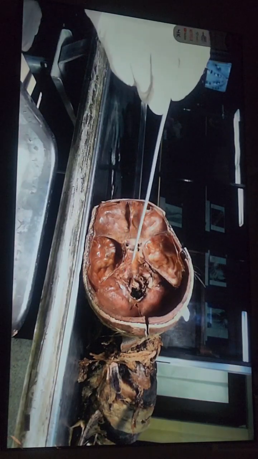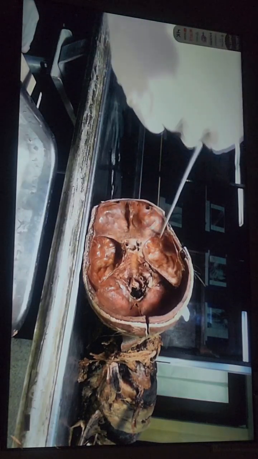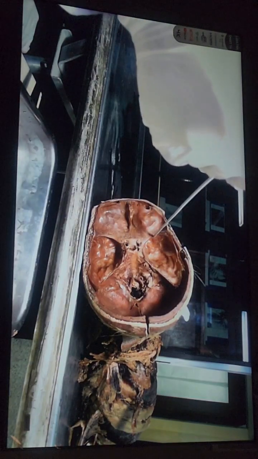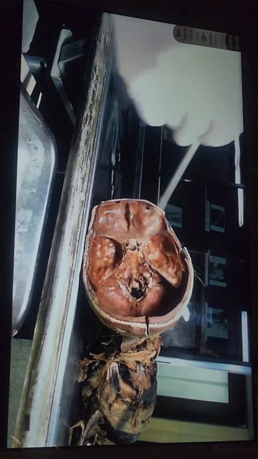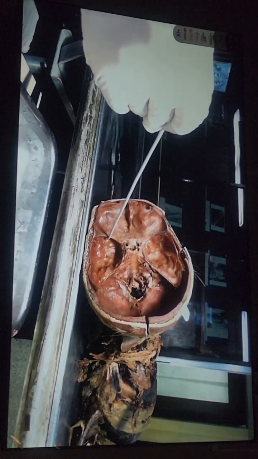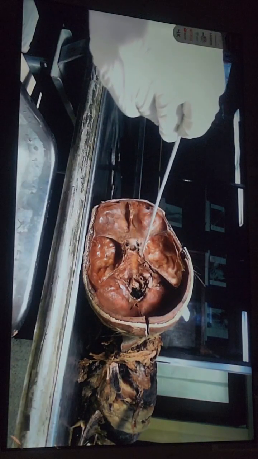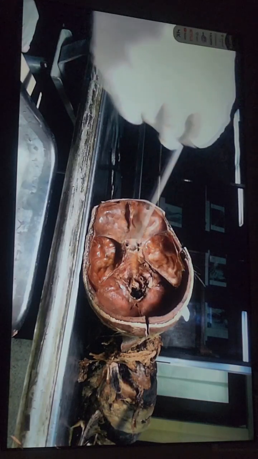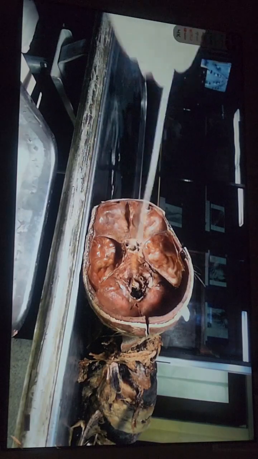Here on both sides of the lesser wing of the sphenoid, there are sphenoparietal sinuses. Sphenoparietal sinus on both sides of the lesser wing of the sphenoid bone. Here we can see along the diaphragma sellae there is another sinus called the circular sinus.